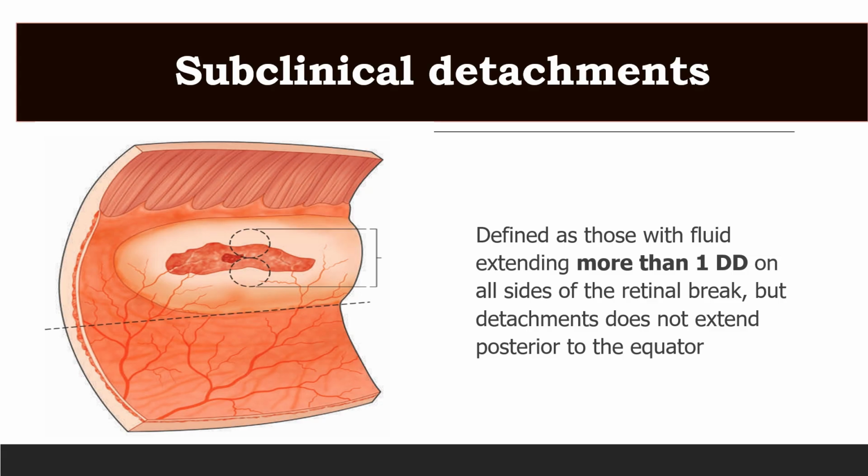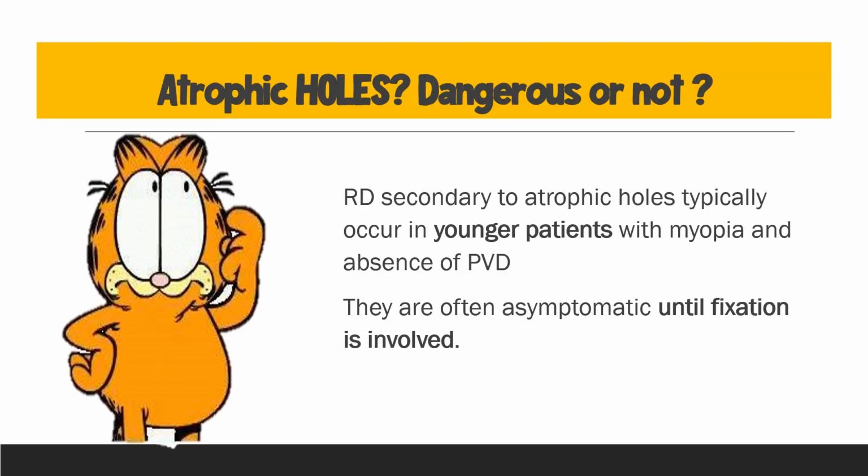All right. Now, the atrophic retinal holes can lead to subclinical detachment. Now, subclinical detachment, as I already told you before in the previous videos as well, is defined as when the fluid extends more than one disc diameter on all the sides of the retinal break, but it doesn't really lead to bigger detachments, right? So that is known as subclinical detachment. So atrophic holes as such are not very dangerous because the incidence of RD with them is really low, almost about less than 2%, right?